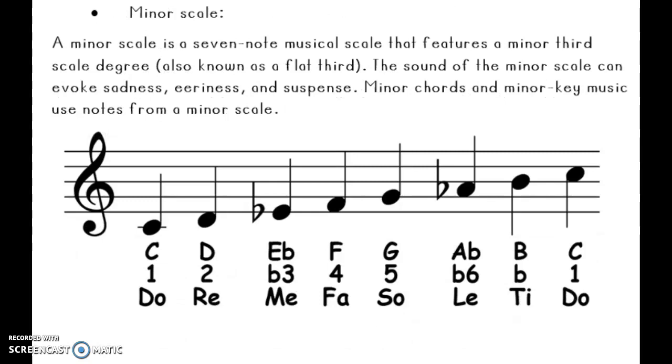The minor scale is a 7-note musical scale that features a minor third, also known as a flat third. And it also evokes the feeling of sadness or eeriness and suspense. Minor chords and minor key music use notes from a minor scale. And that we also do when we do our scales, that C minor belongs to E flat, so it uses the same flats as E flat major, and I raise my 7th. So let me play you the minor scale.